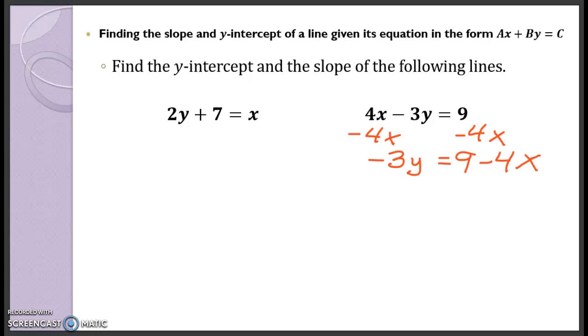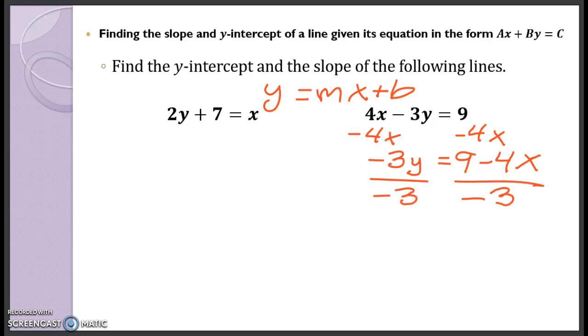Y is not by itself yet. Remember, we need y equals mx plus b, so we need y all by itself. So divide by -3. So we end up with y equals 9 divided by -3 minus 4 divided by -3 times x. Don't forget that negative. Now, m is always with the x, so let's rearrange this a little bit.